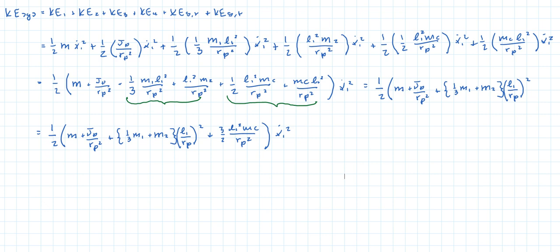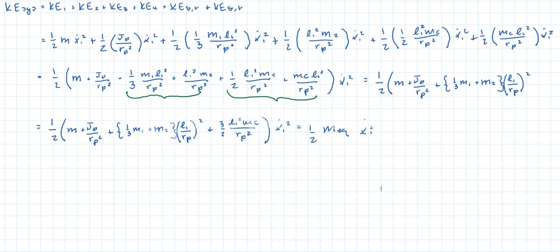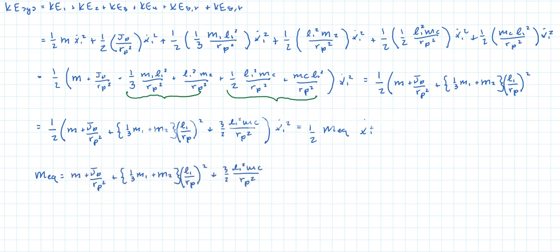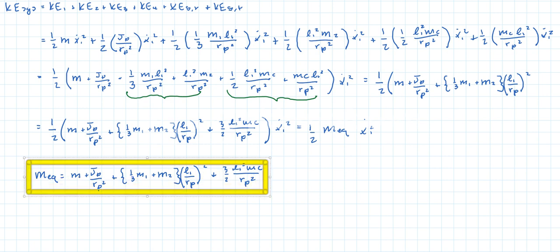And you know that this is equal to 1/2 times the equivalent mass times velocity squared. So the equivalent mass is equal to this. Now I know that that was long and tedious. When you do it, make sure that you take your time because it's very easy to make a mistake. And really, once you know how to do this, these are free points during an exam.